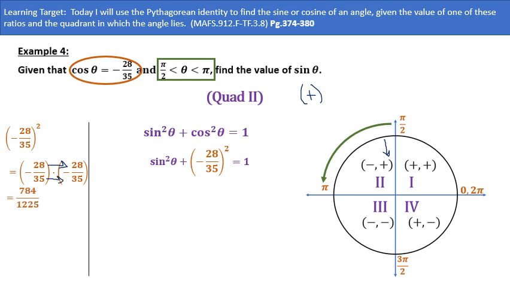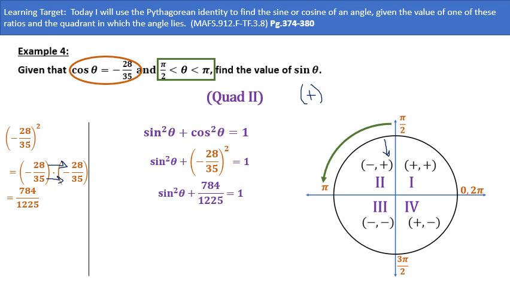28 times 28 is 784. 35 times 35 is 1,225. That's a crazy fraction, but it is what it is. Don't worry. Go with it. All right, sine squared of theta plus 784 over 1,225 equals 1.